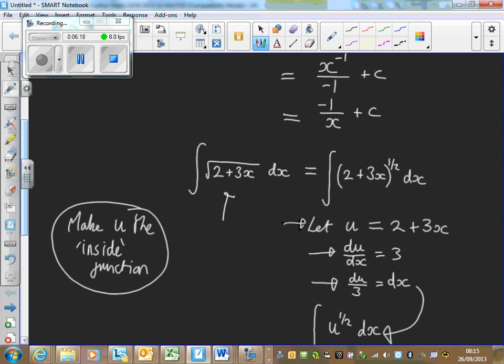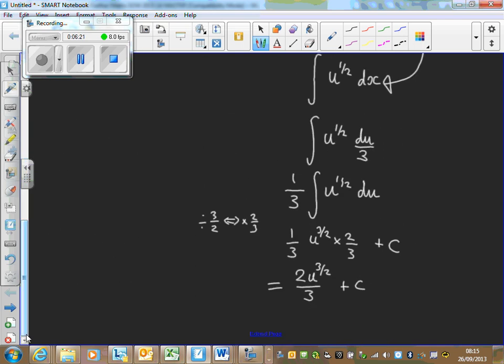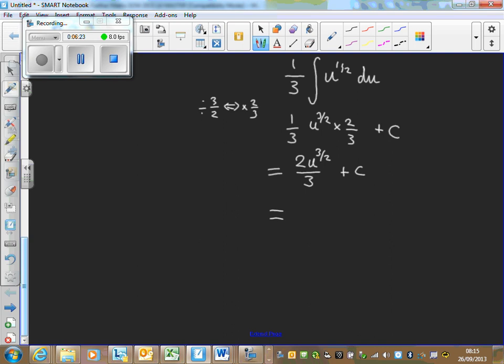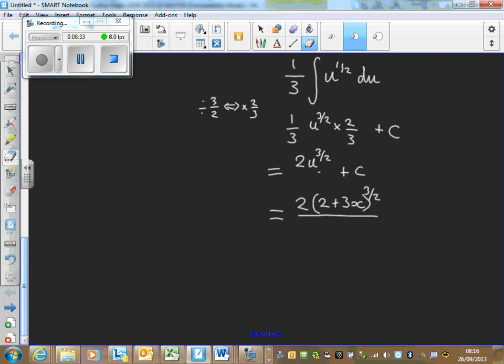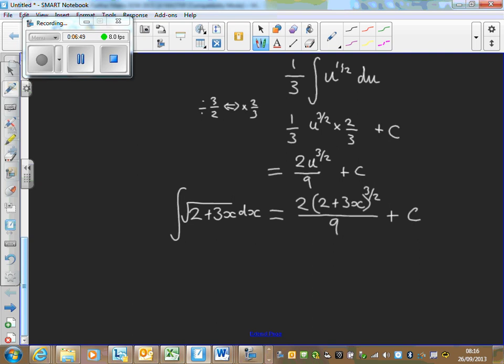Now that's all very well and good, but our question was involving x. So we need to resubstitute our expression for x back into u. So this will be 2 plus 3x to the power of 3 over 2 divided by, I've made a mistake there. Some of you may have spotted it. Let's go to the over 9. And this will be over 9 plus c. So the integral square root of 2 plus 3x dx is equal to that.